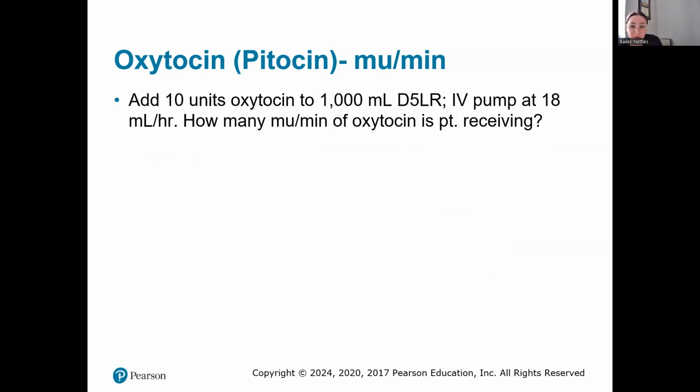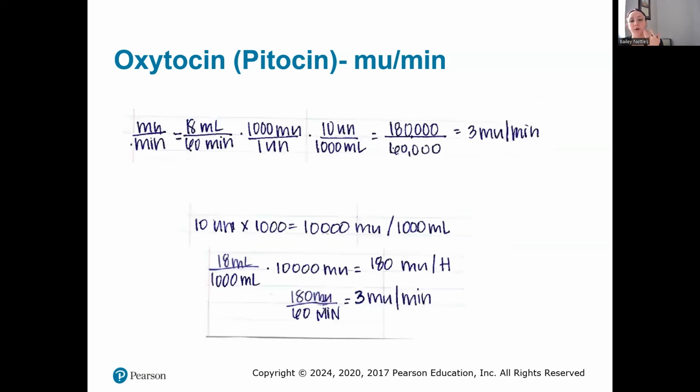Please pause if you need to, okay? So I'm looking for microunits per minute. I started with the minutes on the bottom because I knew I had that, okay? So I have my 18 mils an hour, so my 18 mils per 60 minutes.